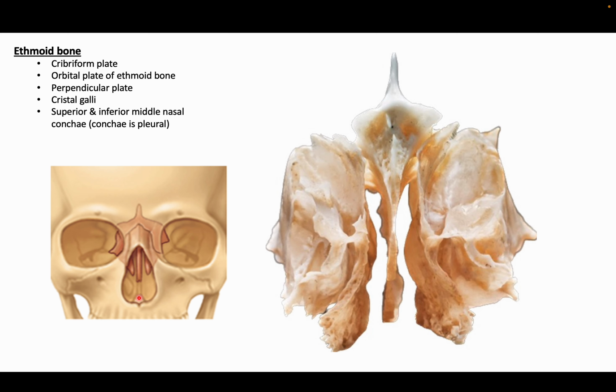Remember the bone that I showed you on the bottom part right here? That was the vomer bone. But the one on top of it, this is the perpendicular plate. So the perpendicular plate does not run all the way down. The bone that's in the lower region is the vomer bone.